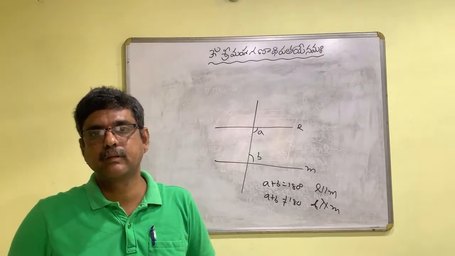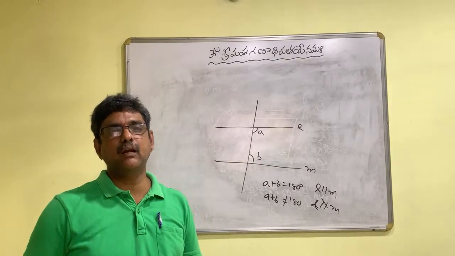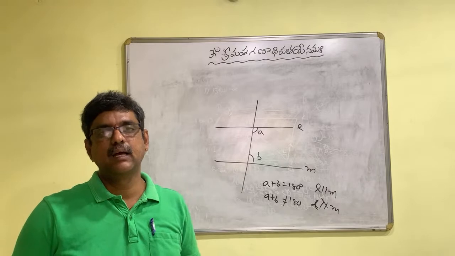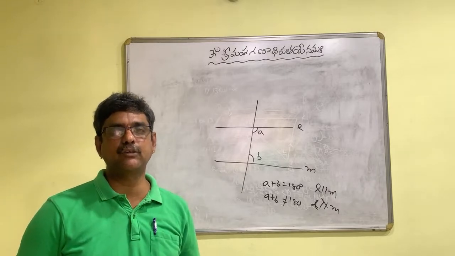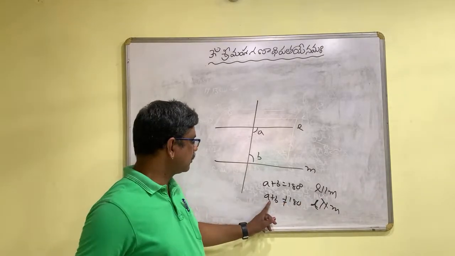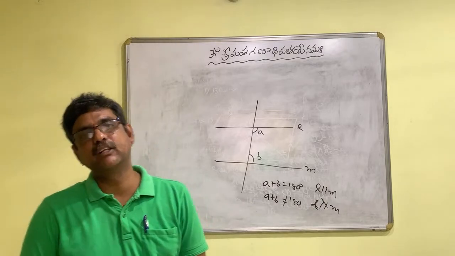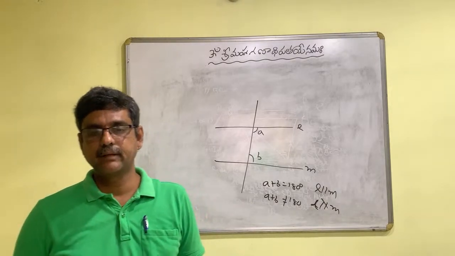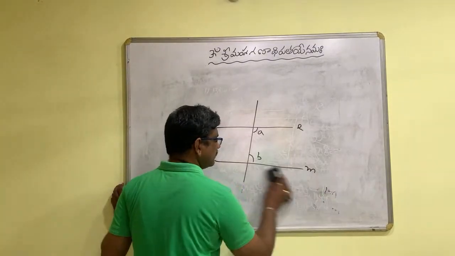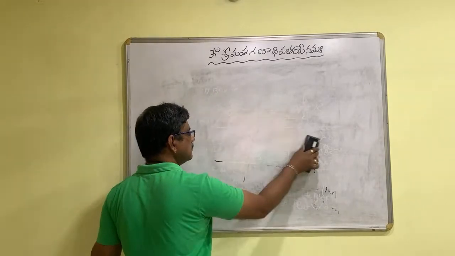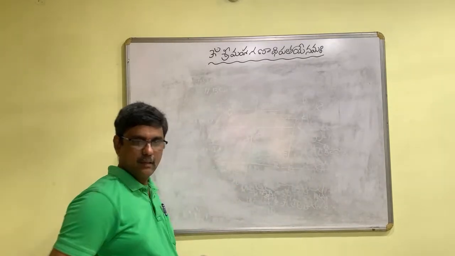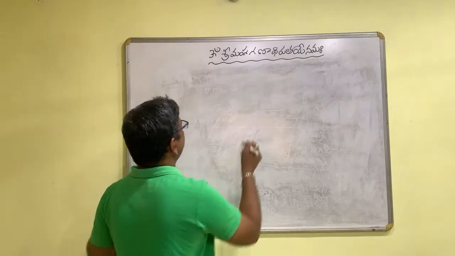Okay? If a transversal intersects two lines and the interior angles on the same side of the transversal sum to 180, then the lines are parallel. If their sum is not equal to 180, the lines are not parallel. This is said by Euclid. Remember this property. Okay? Right. Now I am going to draw a parallelogram again.